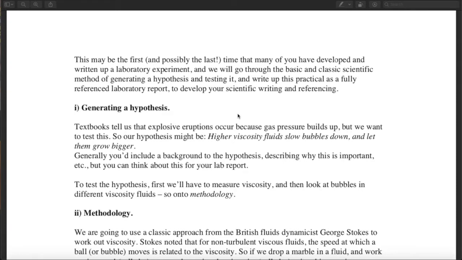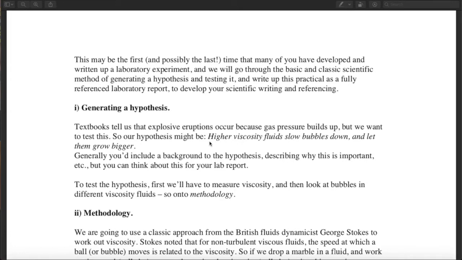So we've read and been told in lectures perhaps that explosive eruptions occur because gas pressure builds up, and that may happen because the magmas are very viscous. So we want to test that, and we have to think of what then is a testable hypothesis, something we can approach and say something sensible on. So our hypothesis might be, for instance, that high viscosity fluids slow bubbles down and let them grow bigger. So let's see if we can test this.